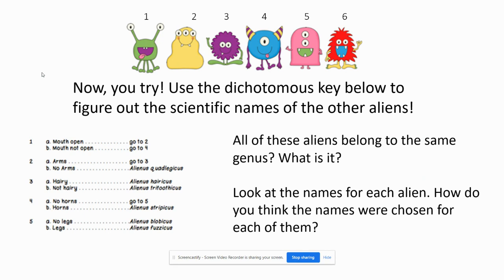So I put the rest of the aliens on the screen so that you can use the dichotomous key below to figure out the scientific names for the other aliens. So pause the video, get out a piece of paper, and try to figure out what they are. I'm not going to give you the answers during this PowerPoint, but the answers will be in the Quizlet that I'm also going to give you at the end of this. So try and figure out what they are on your own. So pause the video, and I'm going to keep going.